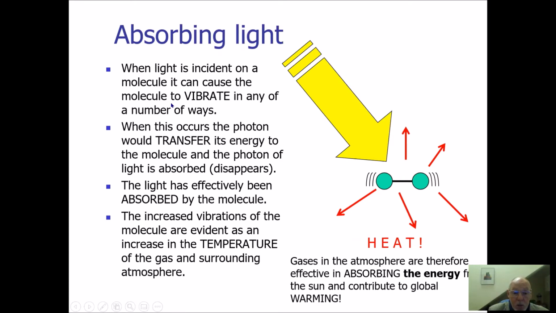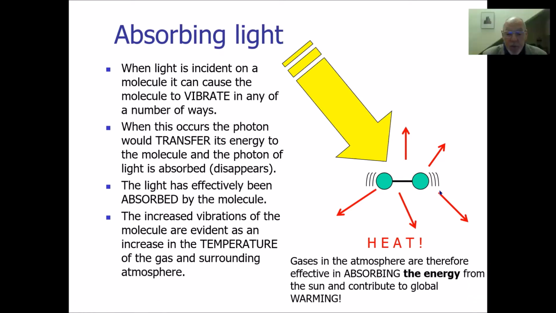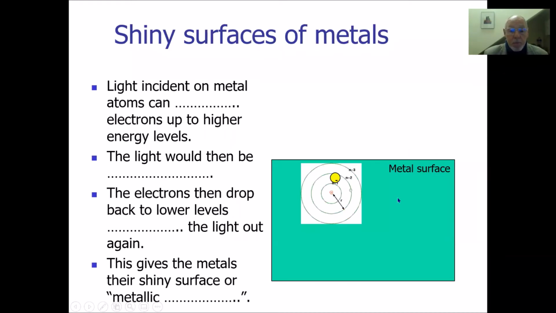So I've put it here in words. This light is incident on the molecule, causes the molecule to vibrate in a number of ways. When this occurs, the energy is therefore transferred to the molecule, and then it becomes heat. So it's transferred to the atmosphere, and the atmosphere warms. The light is effectively therefore being absorbed by the molecule, and the increased vibrations is evident as increased temperature of the gas. So the gases in the atmosphere are therefore effective in absorbing the energy from the sun, and that contributes to global warming. And you can see how the gas molecules would therefore heat up the atmosphere around them.